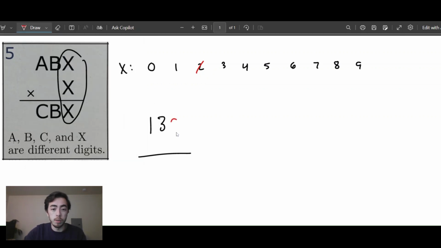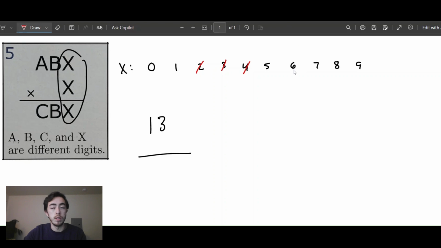If I try a 0 and a 0, sure, 0 times 0 is 0. Same thing with the ones. 1 times 1 is just 1. 3 times 3 is 9. So if I put 3's here, I get a 9 in this ones place. So this one doesn't work. 4 times 4 gives me 16, and so I'd get a 6 in the ones place. That doesn't work. 5 times 5 is 25, so that one's okay.